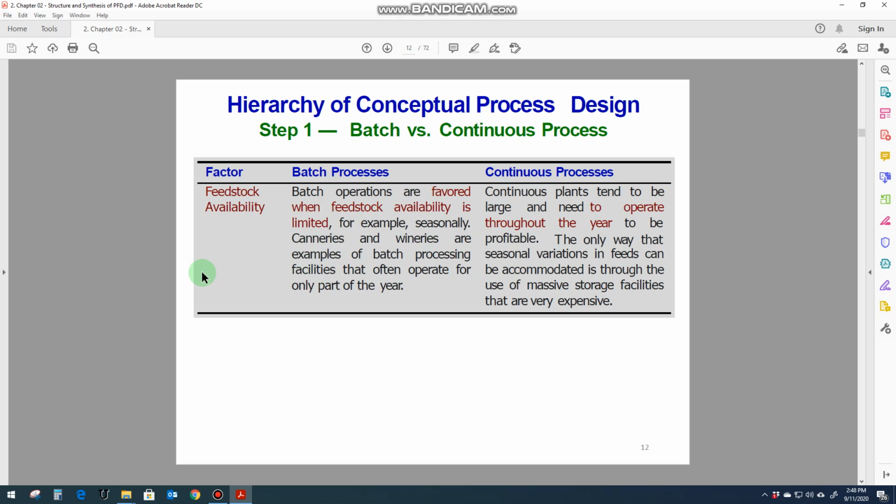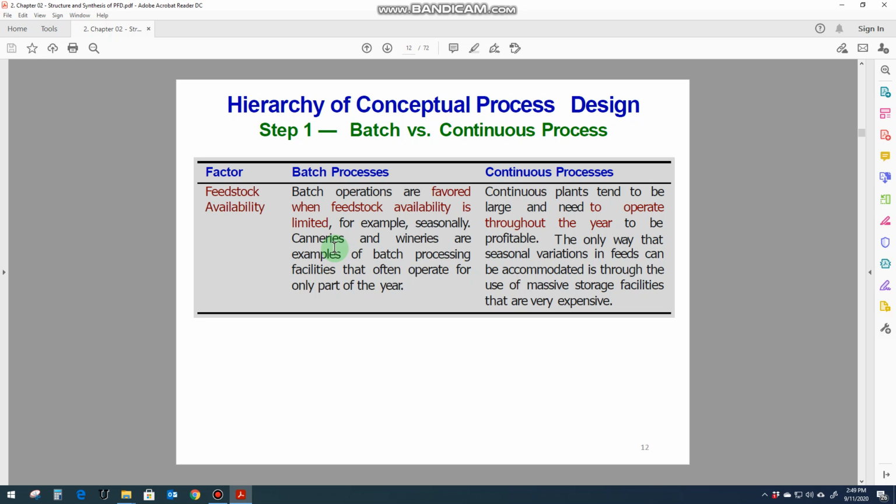The feedstock availability. Batch operations are favored when feedstock availability is limited. For example, seasonally, canneries and wineries are examples of batch processing facilities that often operate for only part of the year. Okay, so batch processes are usually favorable when the availability of certain feedstocks is fixed, and those feedstocks are just available at fixed times of the year. So in those processes like wineries, canneries, and even in the sugar industry, the production of sugar from sugar cane.